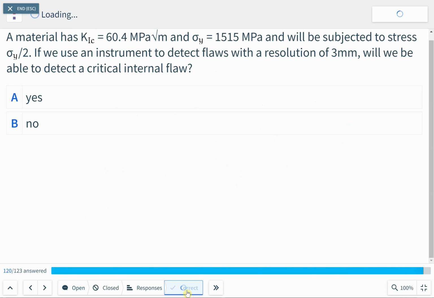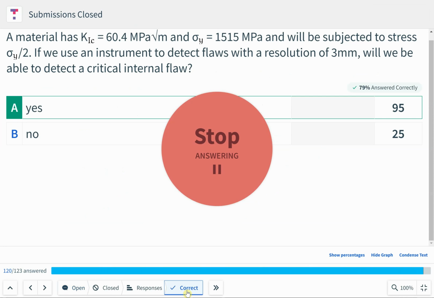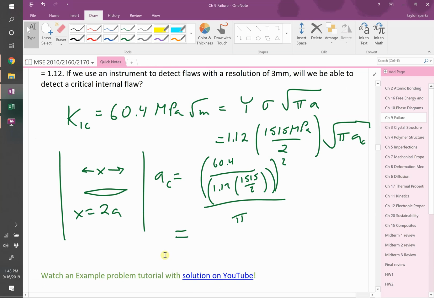What do people think? I'm guessing a split. No, mostly they think that yes, we'll see it. So how do we know? When I plug this in, I end up with about 1.61 millimeters. But that's the half crack length, right? The total crack length is twice that, so X equals 3.2 millimeters. In other words, if we can see down to 3 millimeters, we would see that before this thing failed.